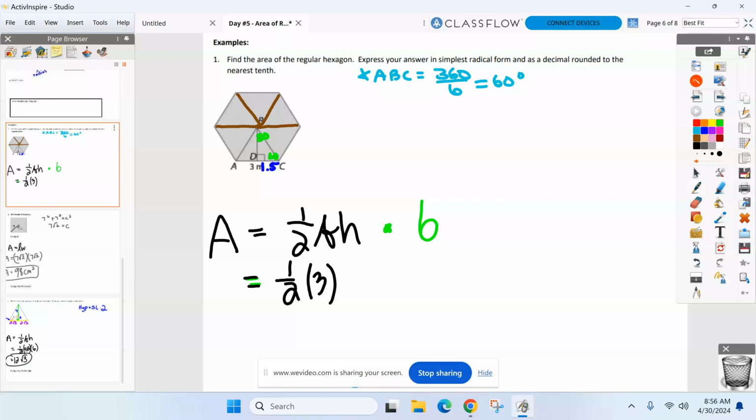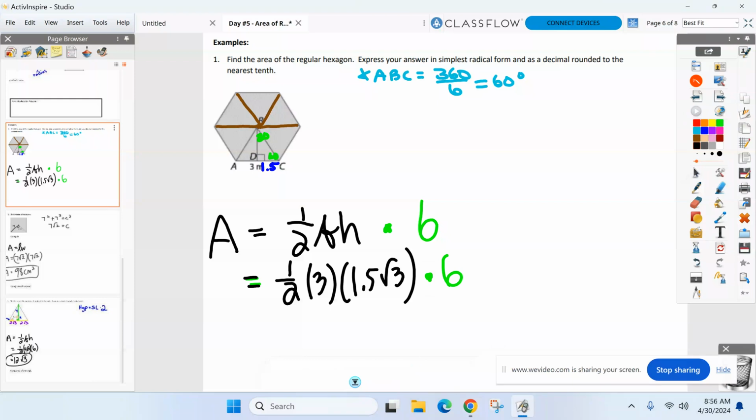Remember, you take your shorter leg and multiply it by radical 3. So 1.5 radical 3, which is what you told me. Okay, everyone all right? That's 1 out of the 6. And then I've got to remember to multiply my answer by 6 because there are 6 triangles there. I'm leaving your answer in 2 different versions: radical form and rounded to the nearest tenth.